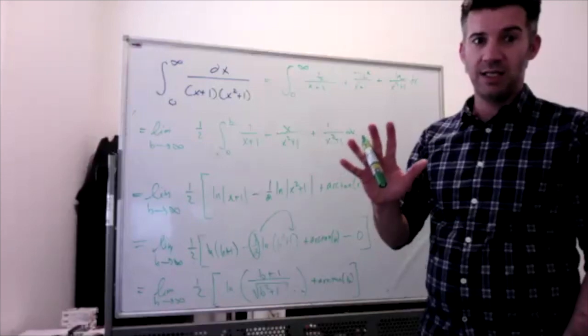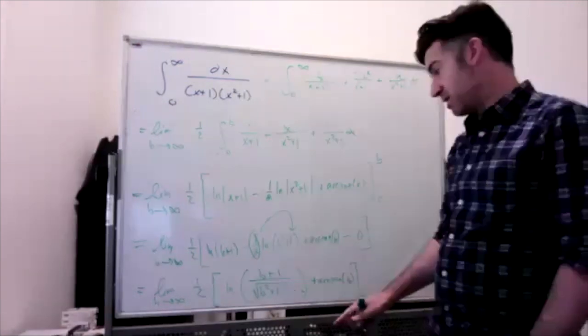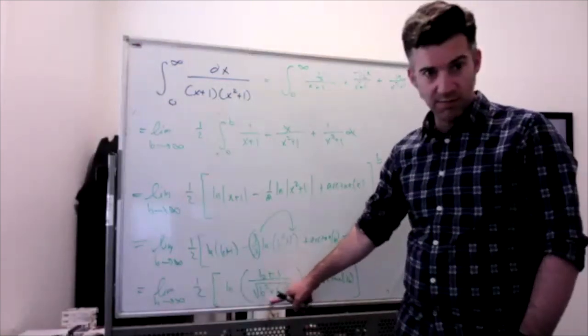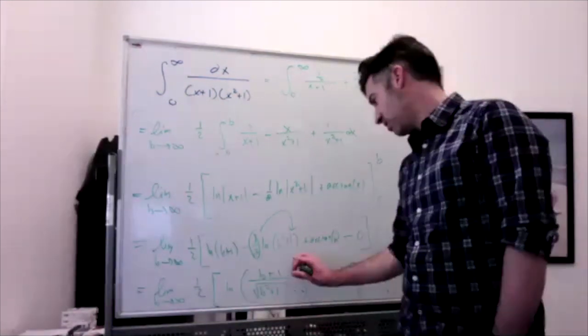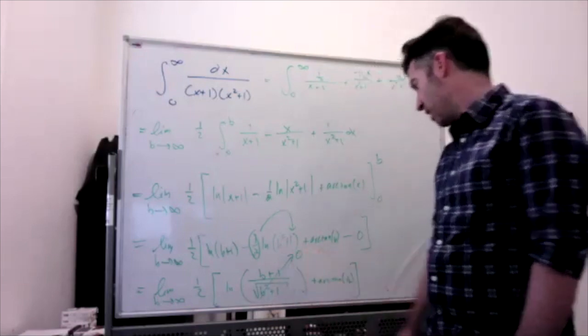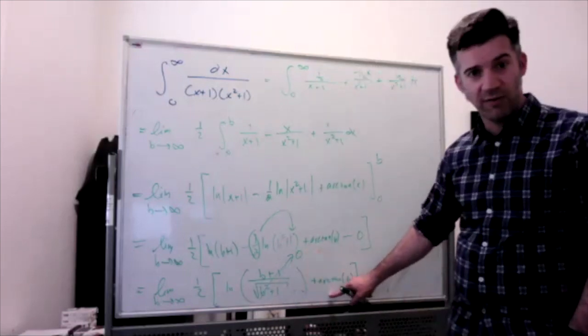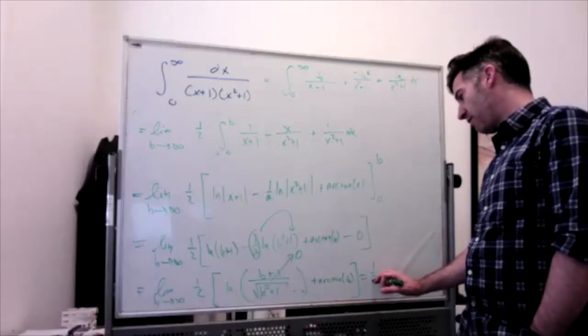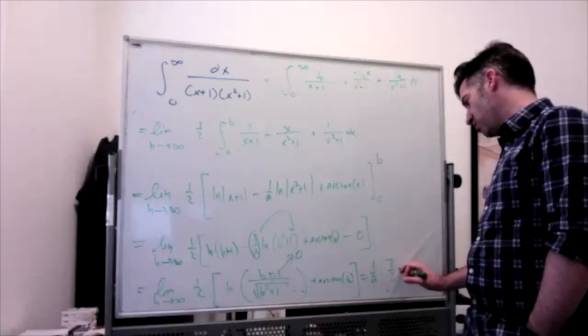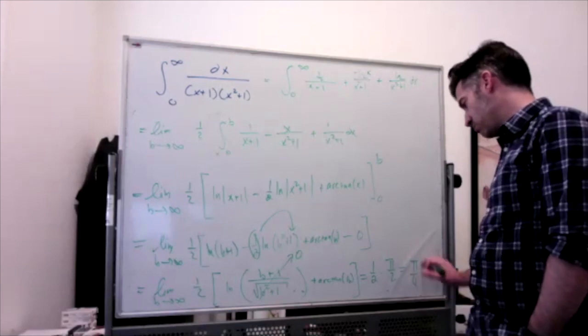It'd just be 1, because essentially you have b over b. So that's going to be the natural log of 1, which is 0. And as b goes to infinity, we just saw before that the arc tangent of b goes to pi over 2. So this ends up being 1/2 times pi over 2, which is pi over 4.